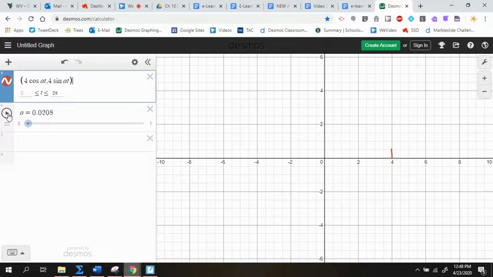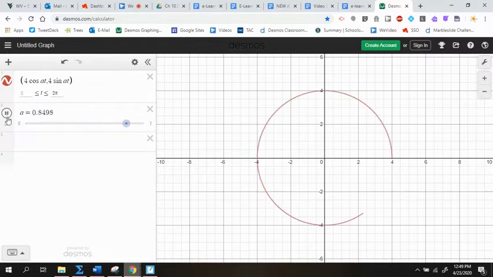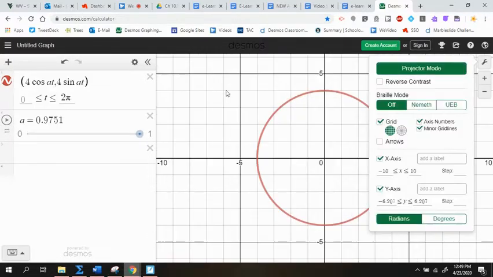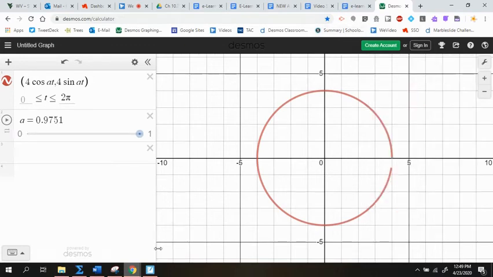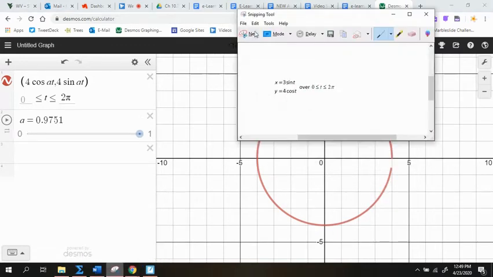Okay, so my slider is going to start at 0 and go until a is equal to, I believe, 1, so you can go all the way to 2 pi. So here we go. Notice that this circle started graphing at the point 4, 0, and then went counterclockwise. So this graphed from the point 4, 0 counterclockwise, and it took the whole entire 2 pi to do it.